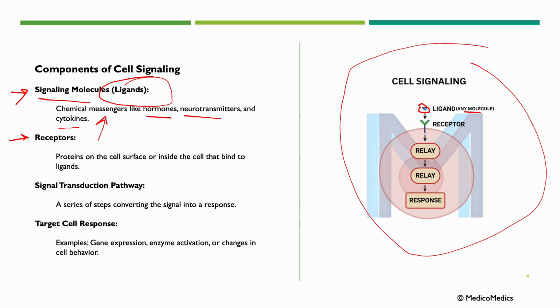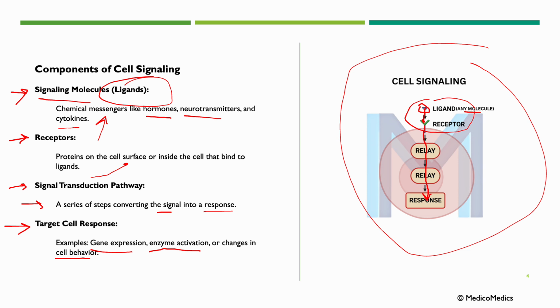That leads us to receptors, which are proteins on the cell surface or inside the cell that bind to these ligands. When that has happened, we then move on to the signal transduction pathway. That's a series of steps converting the signal into a response. And then we have the target cell response, which could be, for example, activation of an enzyme or changes in the cell's behavior or gene expression, etc. So a ligand binds to the receptor. We have a relay of the signal leading to a response.